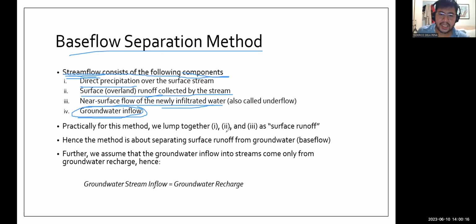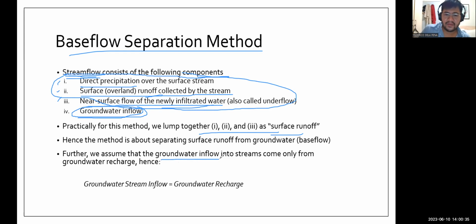So essentially, we're just lumping together 1, 2, 3 as surface runoff. So these are all surface runoff and the rest is groundwater inflow. And then we also have to assume that the groundwater inflow into the streams comes only from the groundwater recharge. Okay, so this is an important assumption. We assume that all the groundwater stream inflow is coming from the recharge from the aquifers.